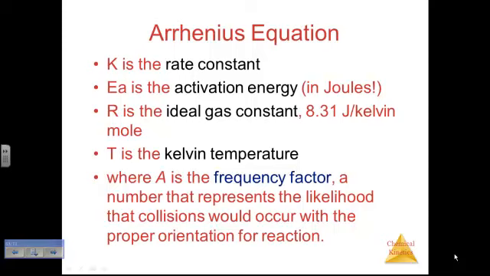EA is the activation energy. Remember to make sure you plug that in with joules of energy to match the R constant, 8.31 joules per Kelvin mole. Kelvin is a man's name as well, just as Joule, just as Arrhenius, it should be capitalized. T is the Kelvin temperature, and the y-intercept will end up being our frequency factor. The number represents the likelihood that collisions would occur with the proper orientation in space. Dead-on collision with enough energy to break a bond and form a new bond. The Arrhenius equation.